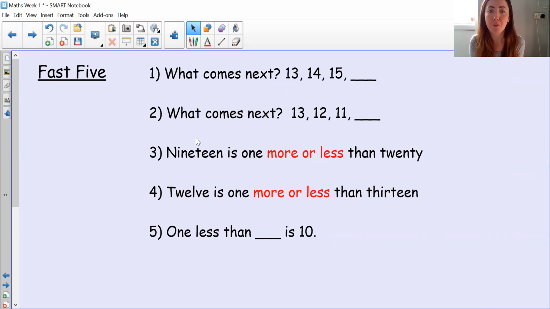Then number 2, again, what comes next? So look at the sequence again and write down the number that comes next. Number 3, 19 is 1 more or less than 20. Which one is it? Is 19 one more than 20 or one less than 20? And number 4 is another more or less question. 12 is 1 more or less than 13. Is 12 one more than 13 or is 12 one less than 13?